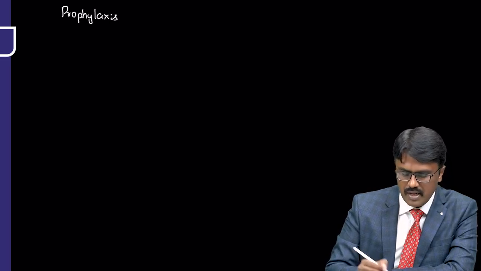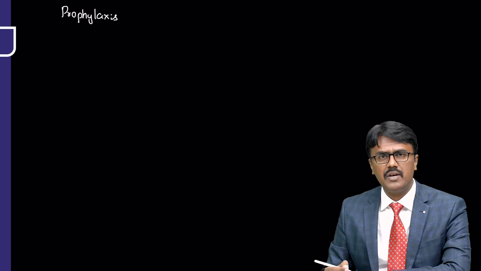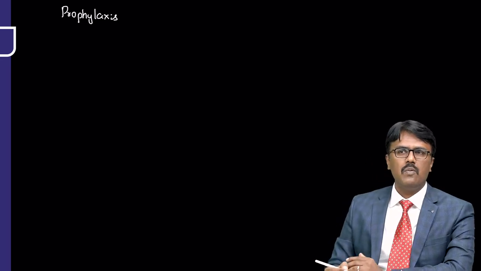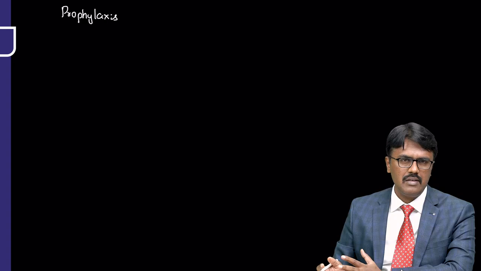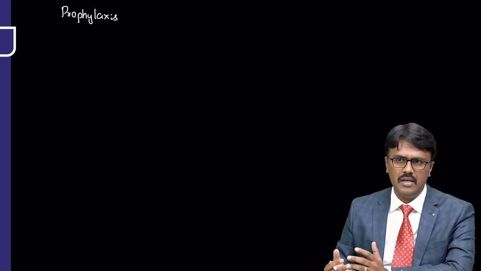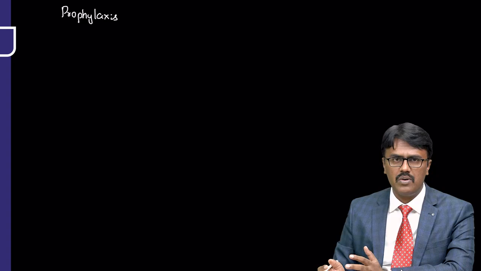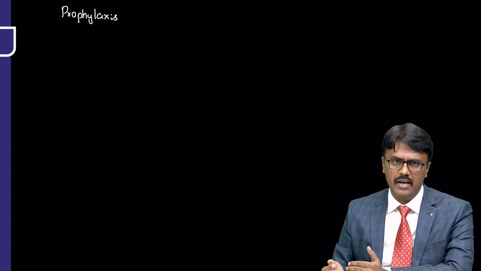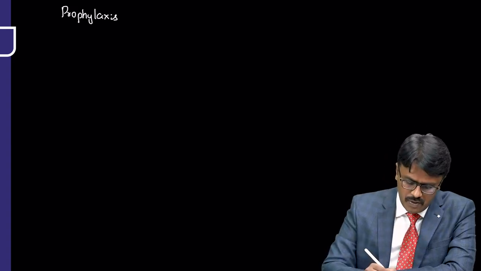Prophylaxis. Why do we give prophylaxis? Because we don't want the patient to get an acute attack of migraine. Once the patient gets a migraine attack, it's debilitating, and the patient will lose that day. He cannot go out. He cannot do any work. That's the reason we don't want the patient to get the attack again and again. So we use drugs which prevent that.